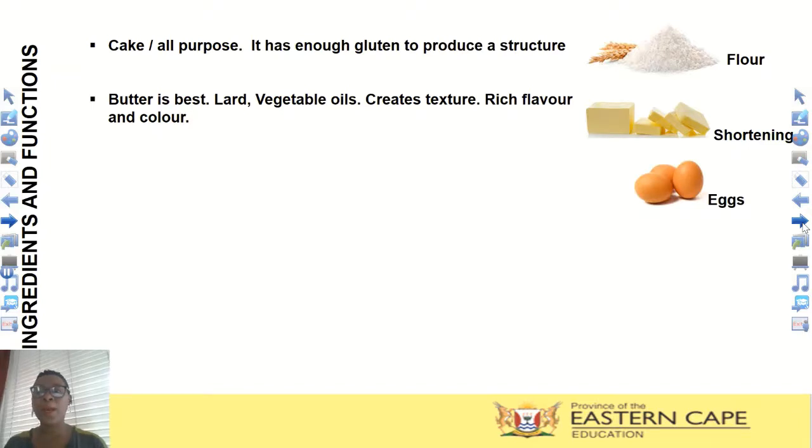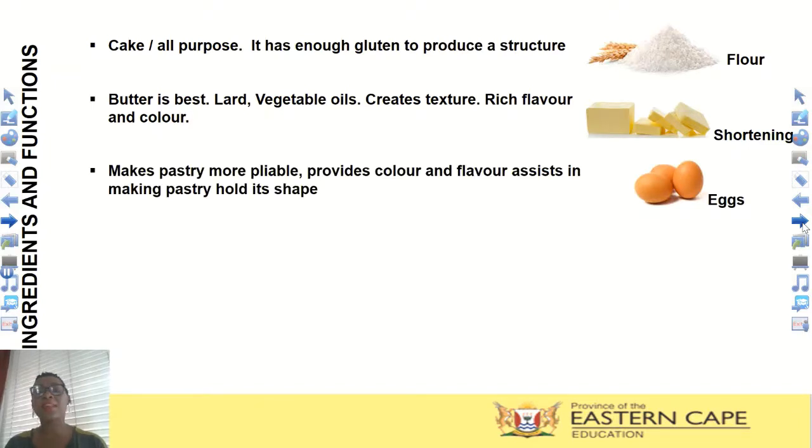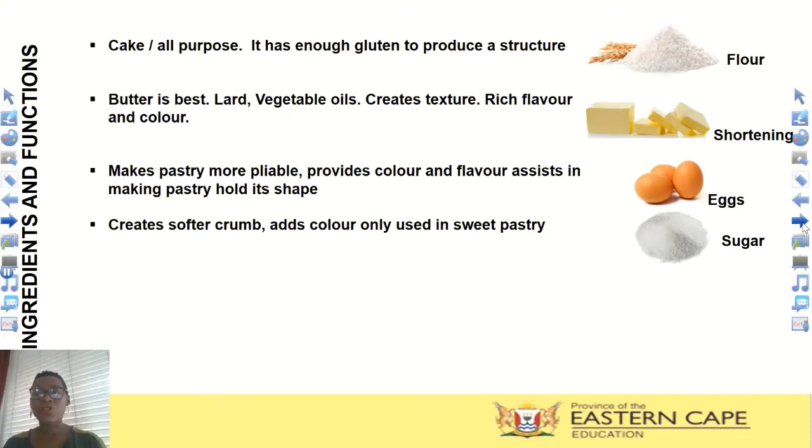Some pastries require the use of eggs. The eggs make the pastry more pliable. It provides color and flavor and also helps the pastry hold its shape. Sweet pastries also require sugar, and the sugar creates a softer crumb and also assists in the color.